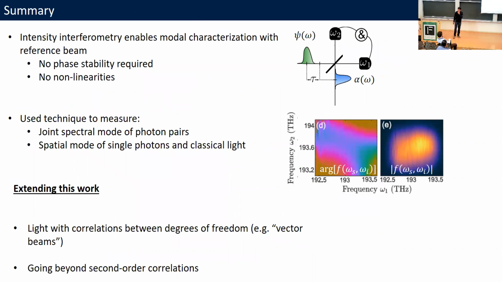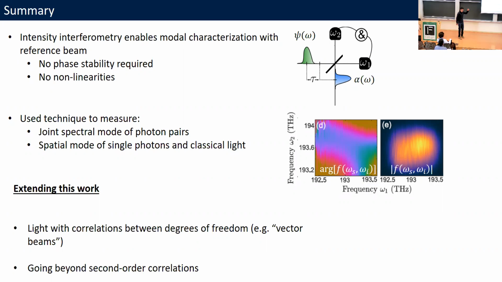Okay. So with that, I'd like to summarize. I hope I explained this concept of intensity interferometry, which we can use for modal characterization of light. The two key points which make it, I think, potentially useful for experimentalists are that you don't need any phase stability between your reference and your signal beams, and it also doesn't require any nonlinearities. So when you're doing the temporal spectral characterization, that's quite useful. Again, we used it for measuring the joint spectral mode of photon pairs, and we're doing ongoing work for extending this to the spatial domain.